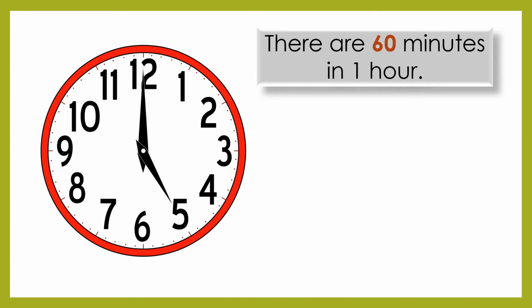To find the number of minutes, you have to count by 5 for each number, starting from number 1. 5, 10, 15, 20, 25, 30, 35, 40, 45, 50, 55, 60. If the long hand or minute hand points to number 12, we use the word o'clock.